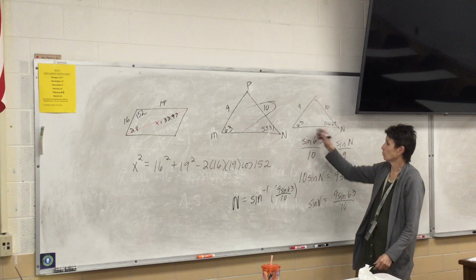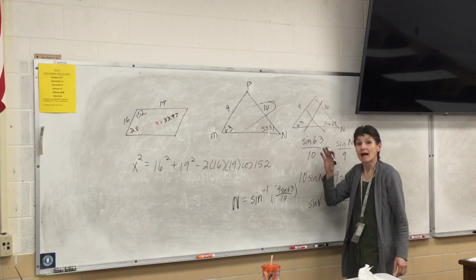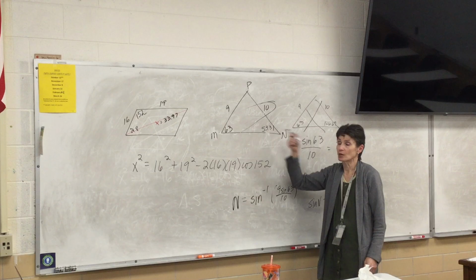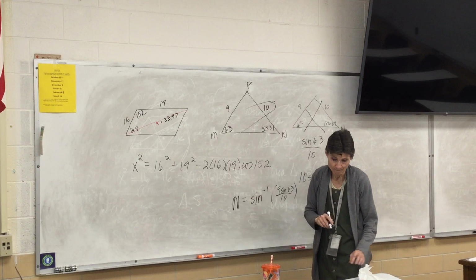Okay? Now, is it possible to have a 63 and a 126 in the same triangle? Why no, that's more than 180, so that's not going to work. How many triangles are possible? Just that one. That's the only one that's possible.